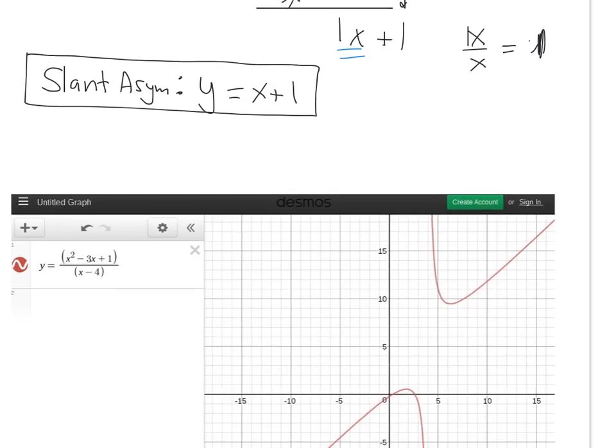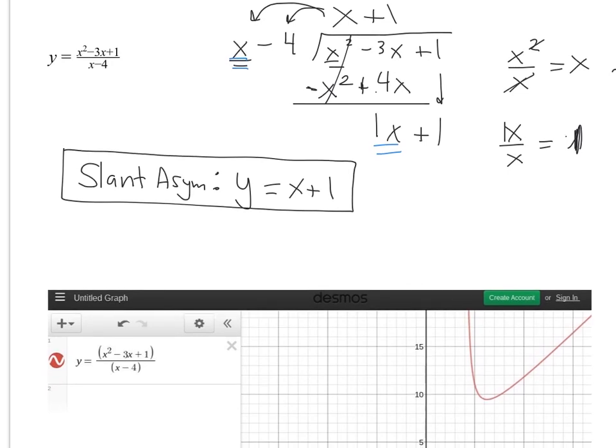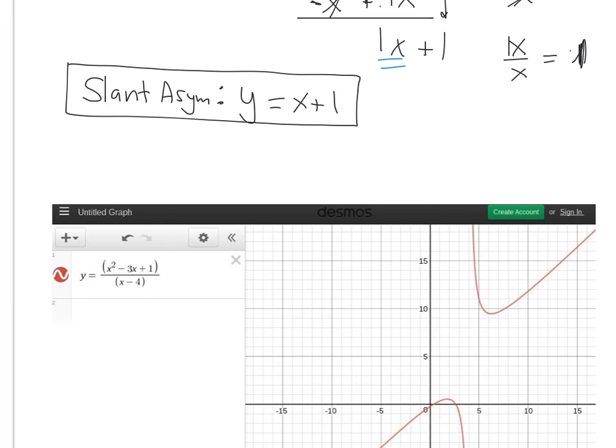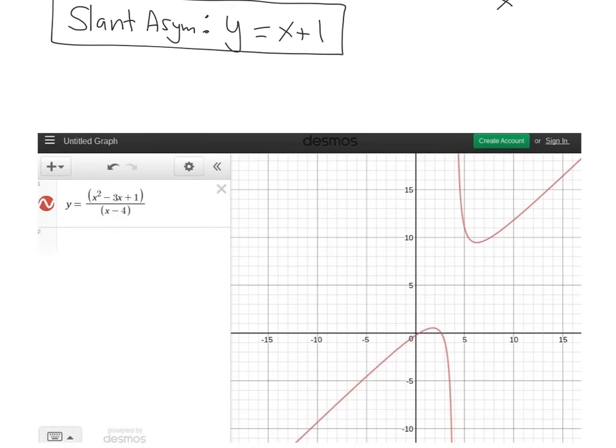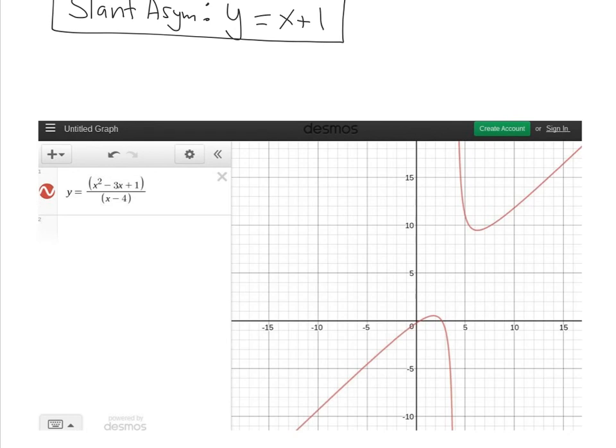So if you look at our graph, as it gets very big or very small and goes off the ends of the page, it should approach this line y equals x plus 1. So if I plot that line, over 1, up 1 looks something like this. So if I graph that line, you'll see that these red lines actually do approach that slanted asymptote. So it's just what happens as you go off the page. Where is this graph going?